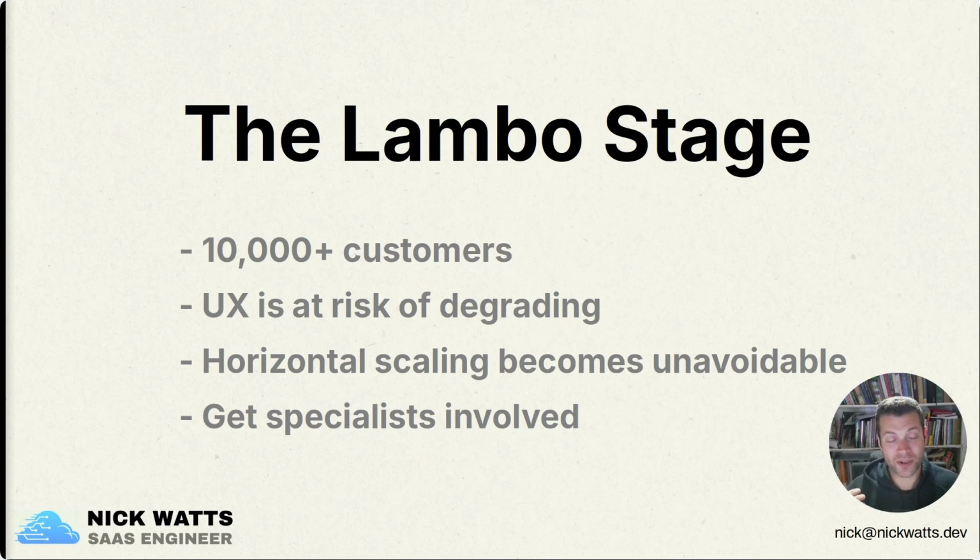When horizontal scaling is forced upon you, you've really tried hard to make your code efficient, to make sure it's not something that can be fixed in software. The hardware has to scale, and you can't just buy bigger computers. That's Lambo level. At that point, it's typically worth getting specialists involved, DevOps people who know how to build a system for you that is geared for that kind of scaling.